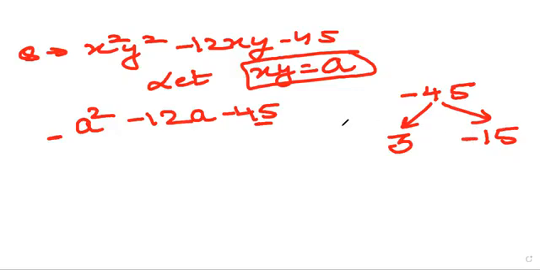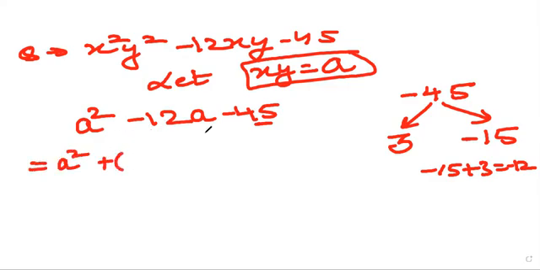Fine, because you need a minus sign, the sign of the greater number should be minus. So you will take minus 15 plus 3. You will get minus 12. We need minus. Okay, so now let's split the middle term. So it will be a square, and minus 12a I'll write as minus 15a plus 3a, minus 45.